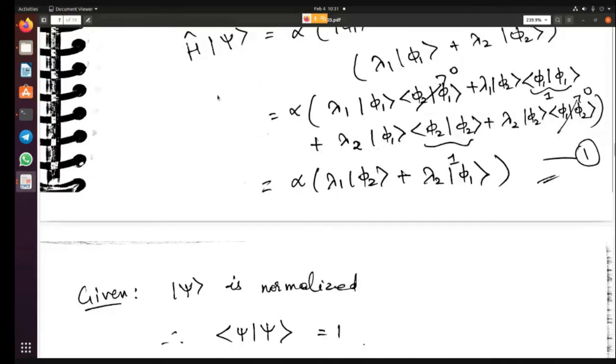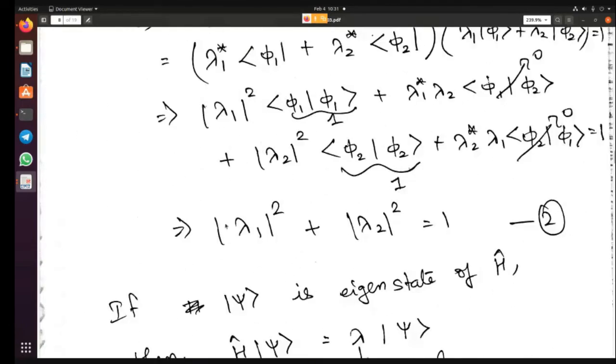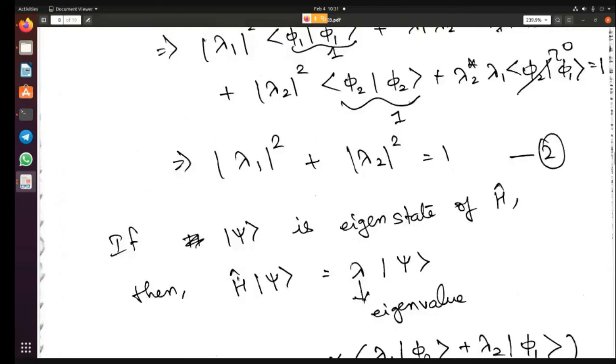All right. So these are the two equations. One equation is that H psi is giving you this, and the second equation is lambda 1 square plus lambda 2 square is giving you this. Now, if psi is an eigenstate of H, then it should give you back some number and the same vector psi, right? That is how you can say that psi is an eigenstate of the Hamiltonian operator. So it should give you some eigenvalue.